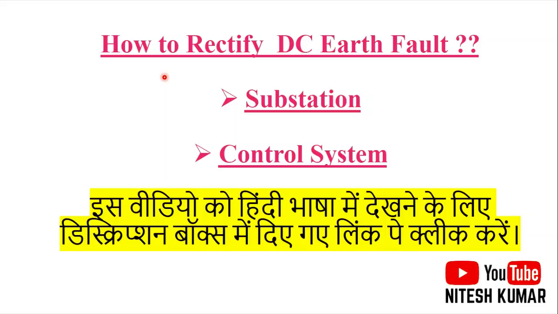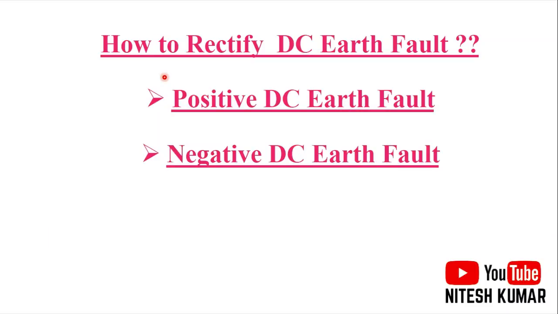In that video I had explained how you would identify whether the earth fault is in your positive lead, positive wire, or in the negative wire. Suppose there might be a positive earth fault or a negative earth fault and it's not clear; I had shown that practically with the multimeter in that video. So if you have not seen that video, please watch it. The link is given in the description box, and then continue, I would suggest.